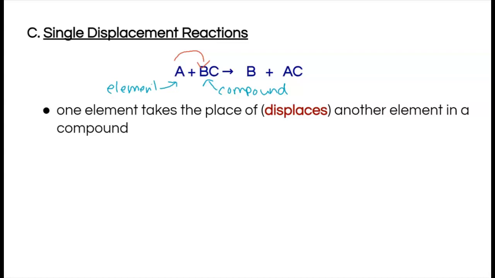Now I should mention too that you may see the reactants written like BC plus A. It's like saying 2 plus 3 is the same as 3 plus 2. The order in which we put these reactants doesn't really matter. It will mean the same thing. What you're looking for is an element and compound combination. So let's try a couple of examples.